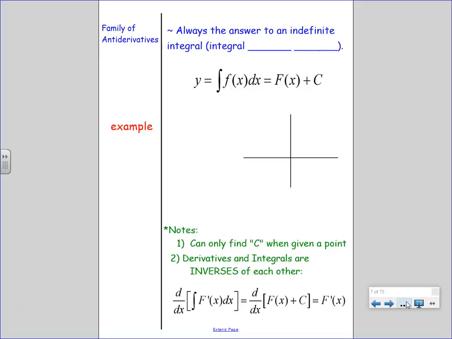This has to do with the plus C, the family of antiderivatives. We're just talking for a couple more seconds about the plus C. We've already talked about the general idea as to why the plus C is important, is needed, is necessary.